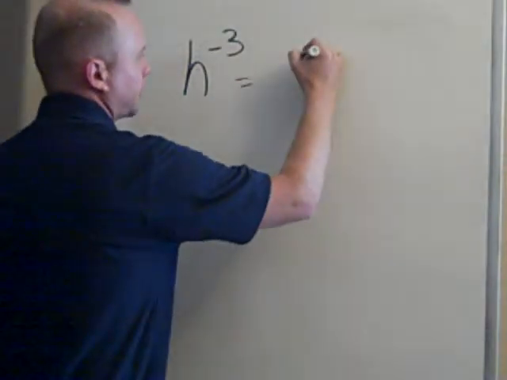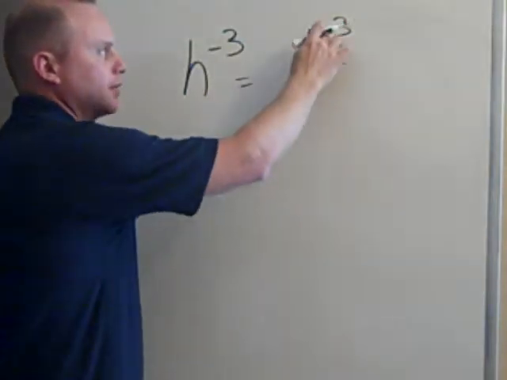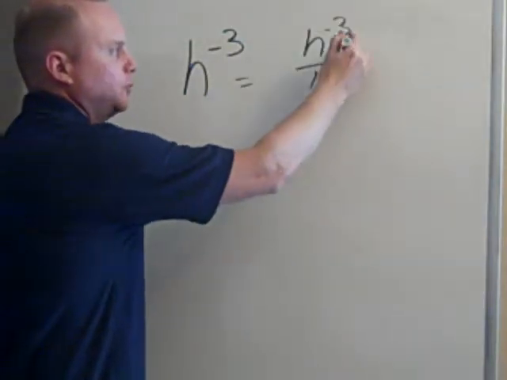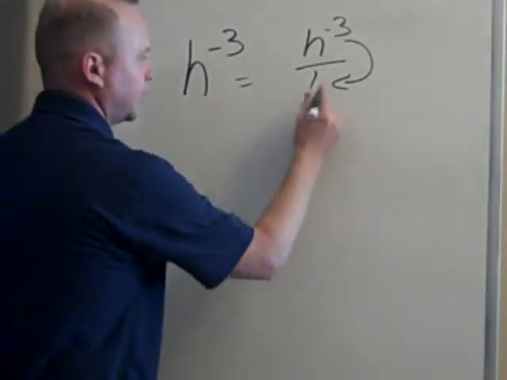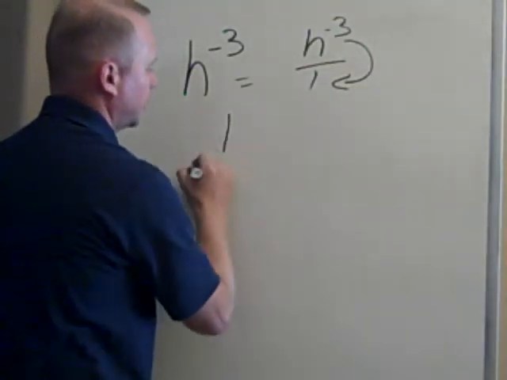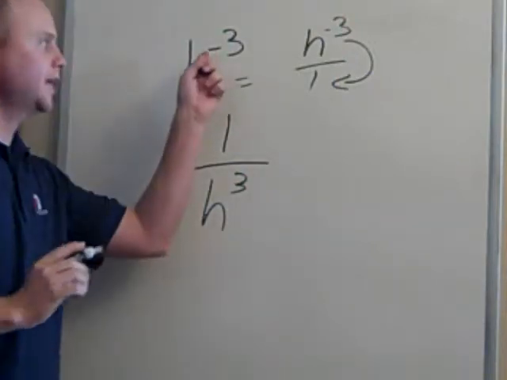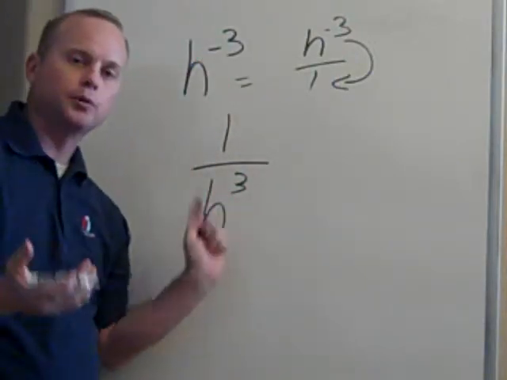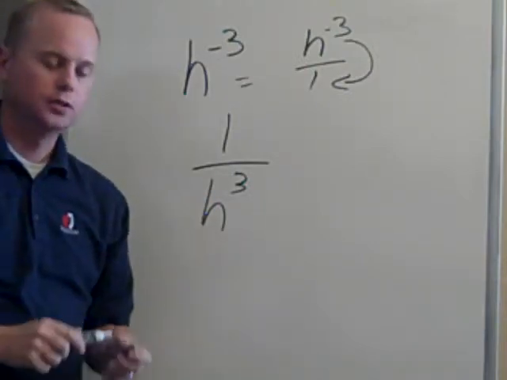This one as a fraction is h to the negative 3 over 1. So if we want to get rid of this negative 3, we just simply move this down to the bottom. Okay? We move that down to the denominator, so this would look like 1 over h to the third. Now, when we move it down, we lose that negative. That was the whole purpose of moving it down. So when we write it, this right here would be your answer.